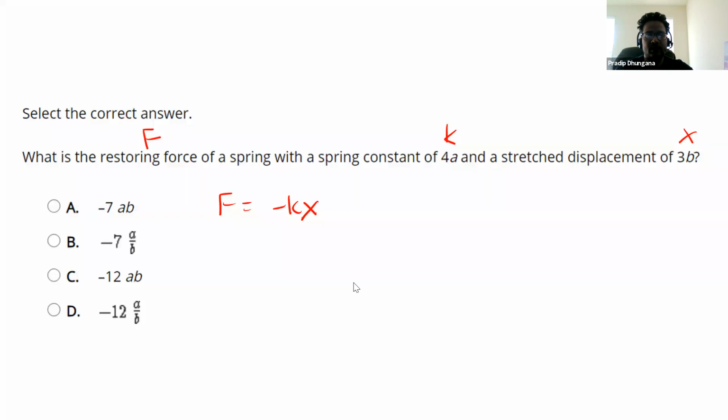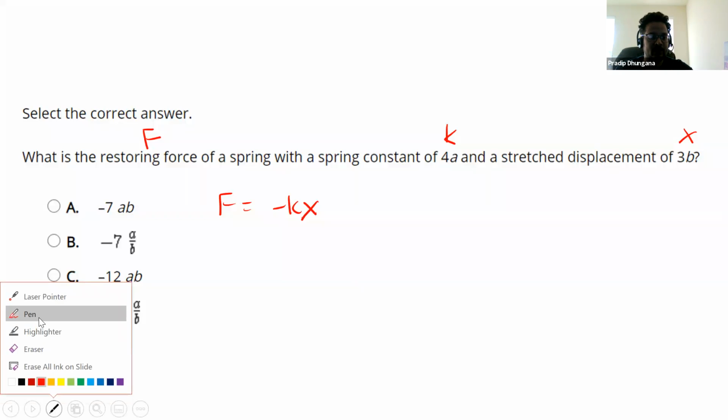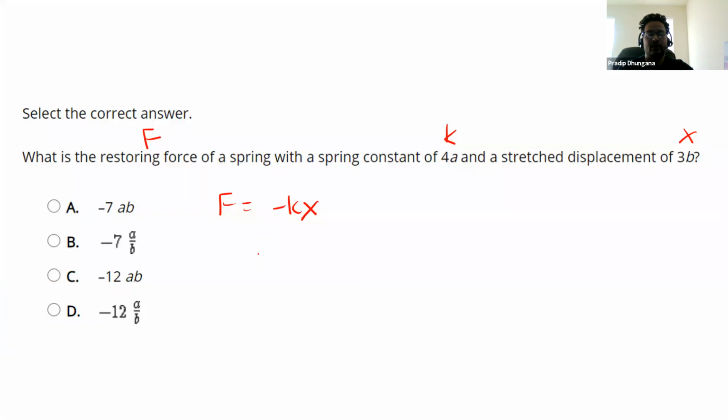Okay, let me end polling and then I'll answer this question. Thank you very much. Let me plug in those values. Restoring force is F and then equal to negative sign as it is. k is equal to 4a, you can see from here. And displacement is 3b. Then multiply 4 times 3, negative as it is, 12, and put your variables at one place, a times b, ab. So the correct choice is C, that is negative 12ab.